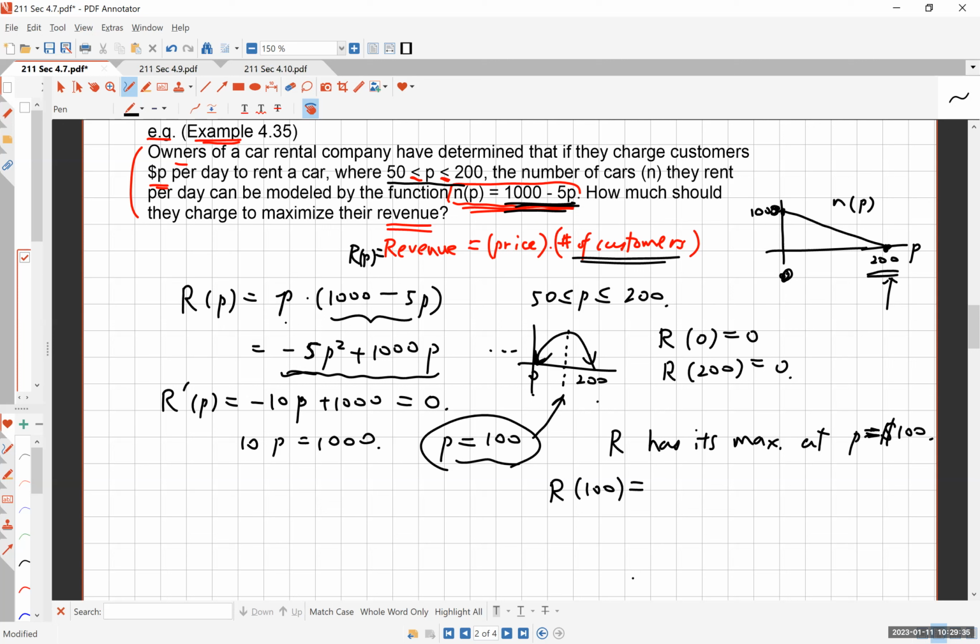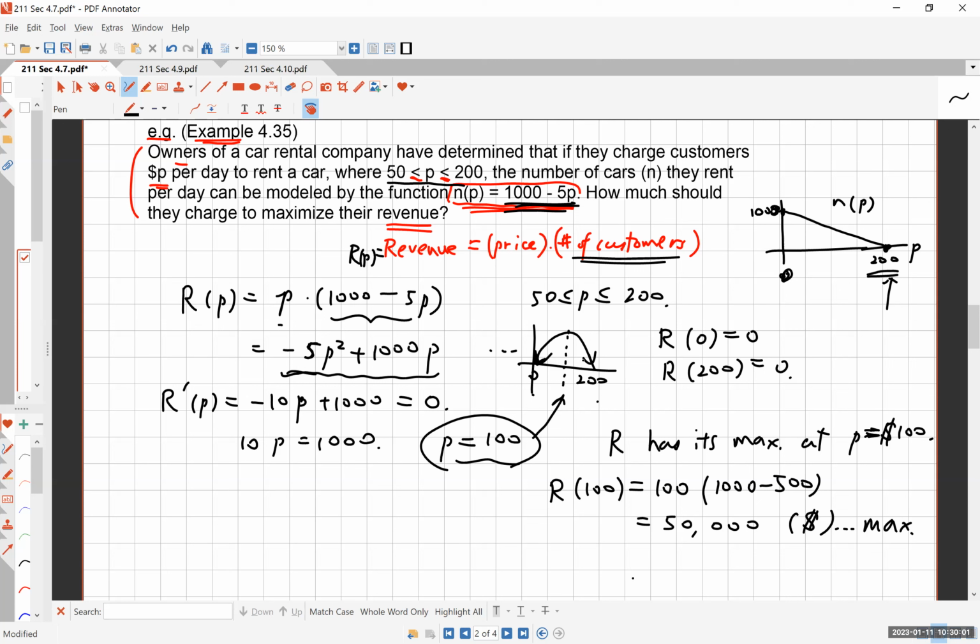So if you plug in 100 here for this equation, you have $100 that you collect from, let's say, 500 people. So that's going to be $50,000. That's the maximum revenue that you can obtain using this model. All right. There's one more thing I wanted to say.